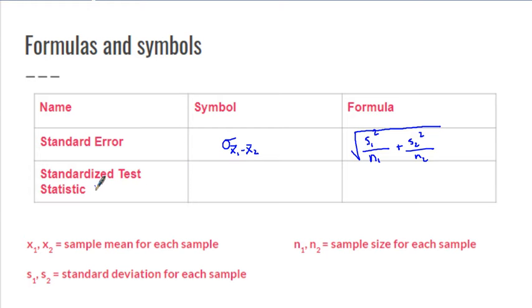Okay, and then our standardized test statistic, that's going to be our z-score again. All right, so everything we've done so far is a z-test. Okay, and that is going to be x1 minus x2 because we're testing the difference between two means. And we're going to put that over our standard error. All right, and that is going to be our z-score. Same rules apply when we go to get p-values. If your z-score is negative, you can take that number straight from the table. If your z-score is positive, then you would have to do 1 minus that number from the table.